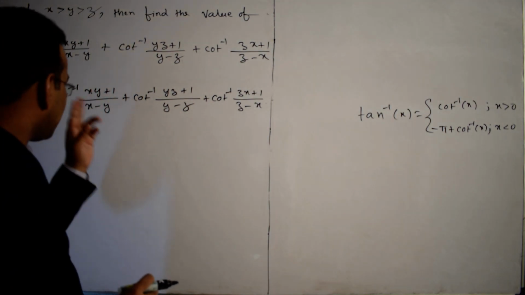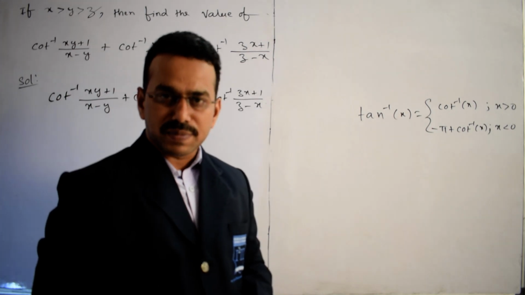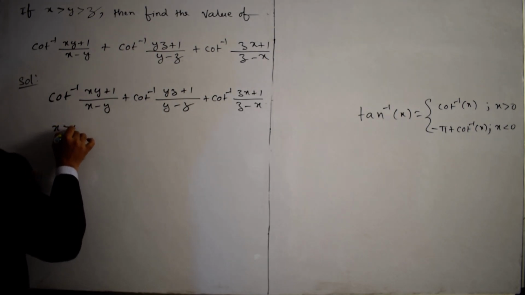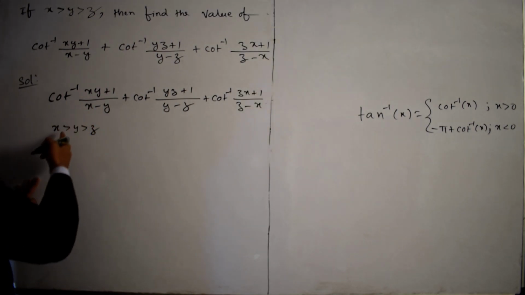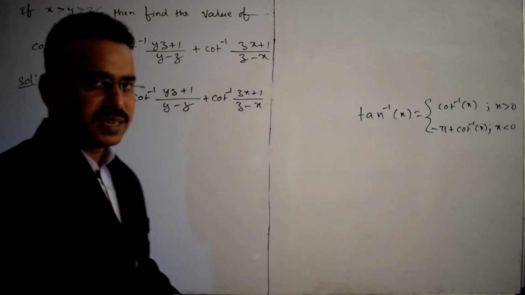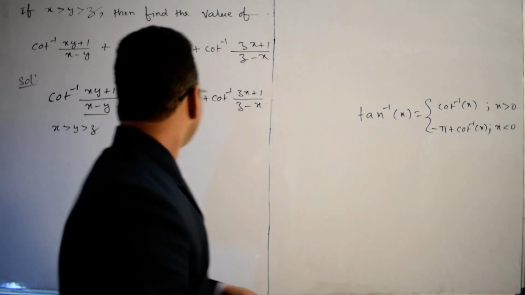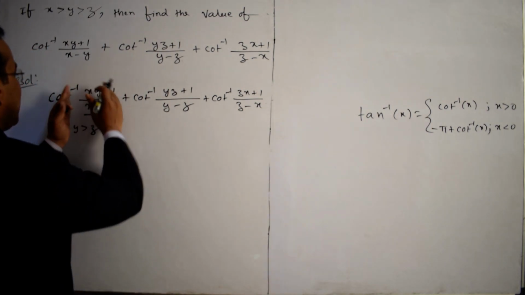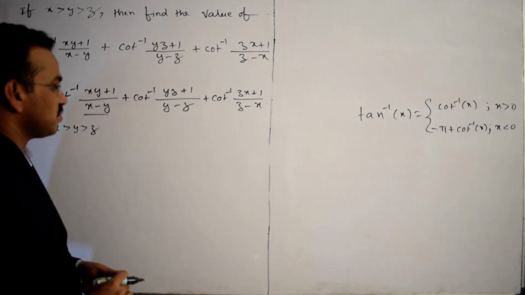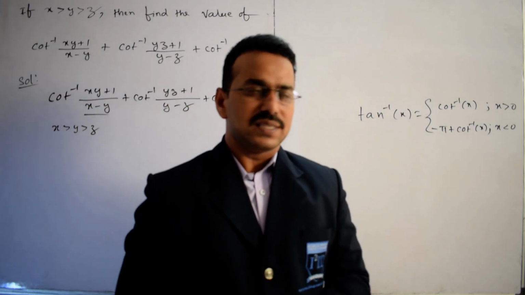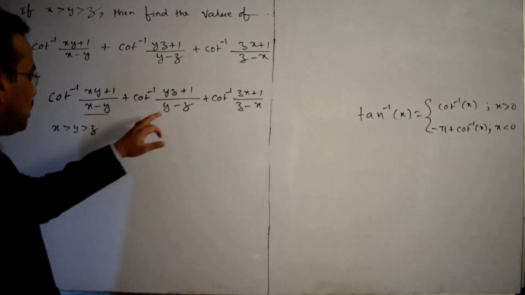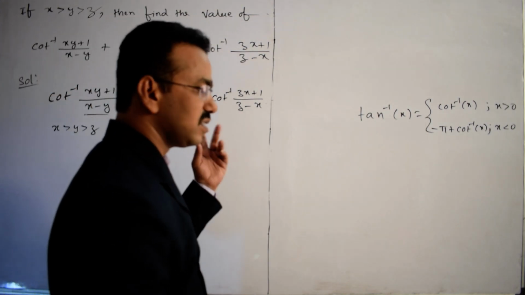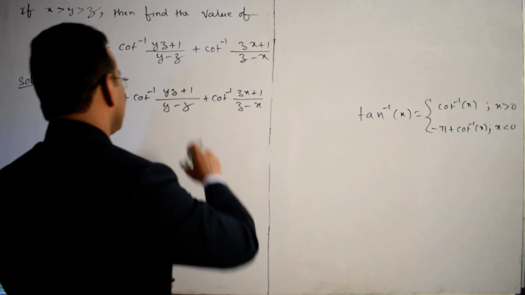There is a fraction, what is that? (xy + 1)/(x - y). Already given: x is greater than y is greater than z, clearly. In the denominator there is x - y. If x is greater than y, the numerator is already positive and the denominator is also positive. So the entire value, (xy + 1)/(x - y), is greater than 0. There is no issue here. Here also y is greater than z, so y - z is always greater than 0, the numerator is greater than 0, and this is also greater than 0.